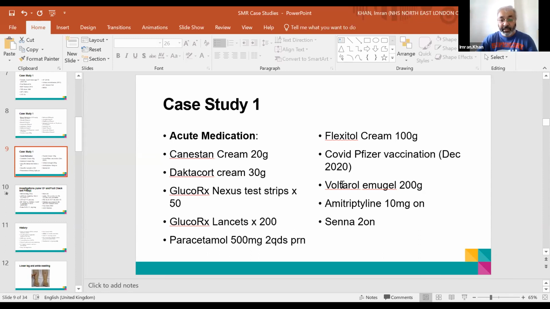So we need to speak to the GP and say, we need to stop the Voltarol gel. You need to sort out something for her knees. You know, whether she goes for a scan, whatever it is. I'm not a GP.